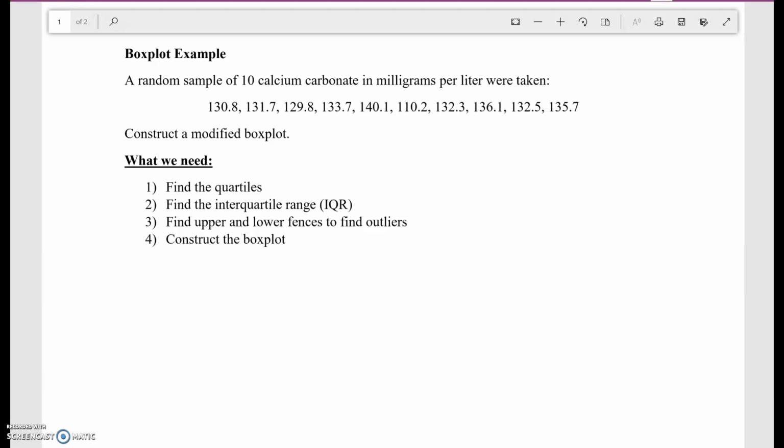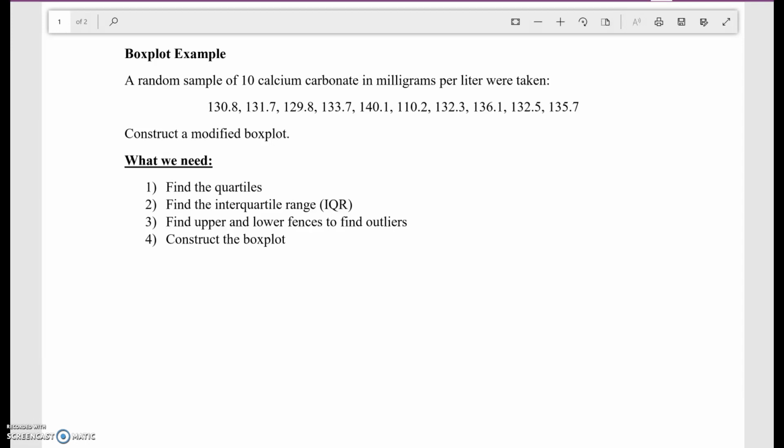Here is a box plot example. So I have a random sample of 10 calcium carbonate measurements in milligrams per liter, and these were taken. So here are the measurements, and I want to construct a modified box plot. The first thing that I want to do is find the quartiles.